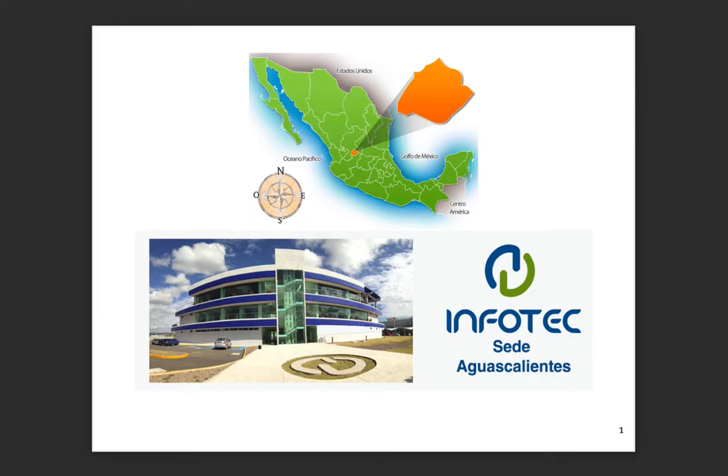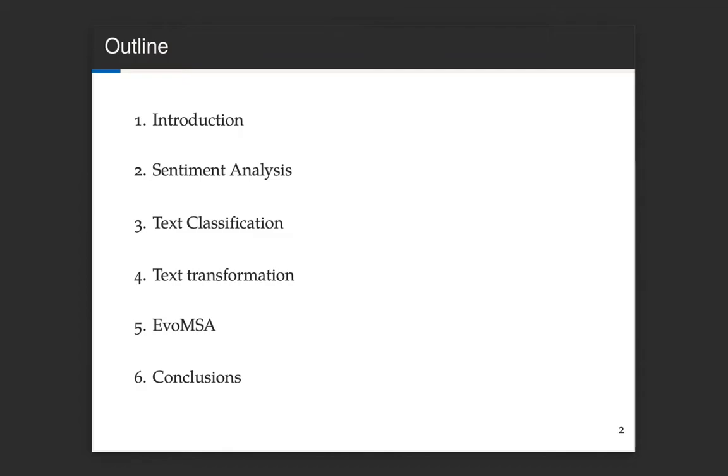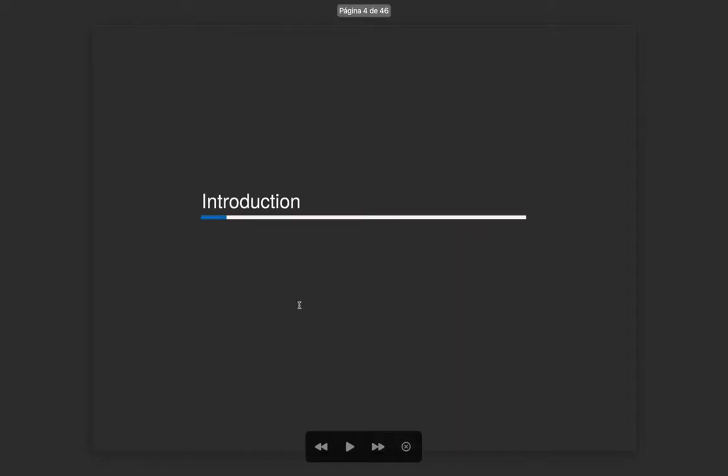So let's move on. The outline of the presentation is: first I'm going to give an introduction, then talk about sentiment analysis. One of the parts of sentiment analysis, or opinion mining, is text classification, and the key ingredient in text classification is a text transformation, at least in the supervised learning approach. Then I'm going to describe an approach that we have developed, which is EBOMSA, and finally I'm going to end this presentation with the conclusions.